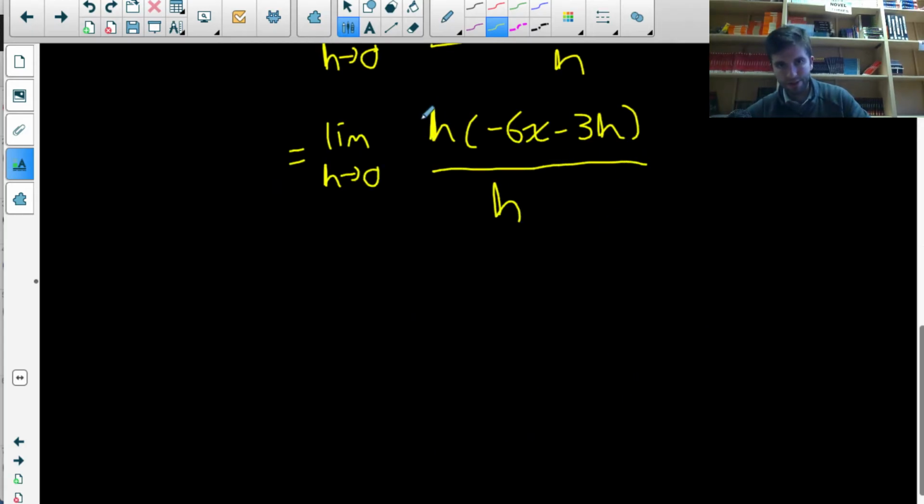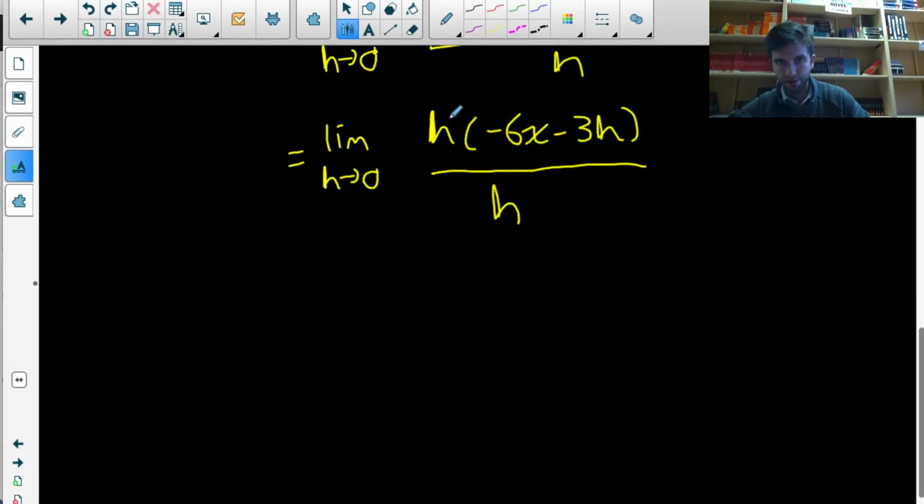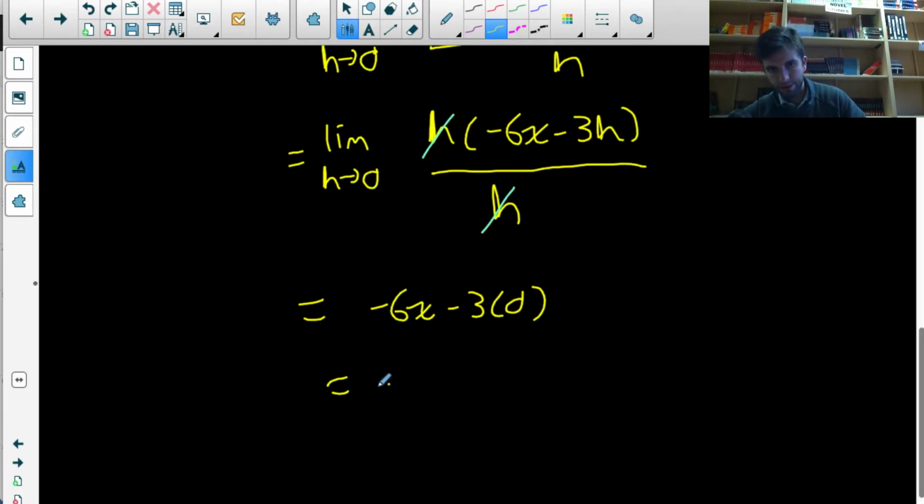If I plugged 0 into this, I would get 0 over 0, which is undefined, but we're interested in the limit as h approaches 0. So I'm able to cancel those out, right? H over h is 1. And what I'm left with is negative 6x minus 3h. And that I can actually plug 0 into and get a value for. So negative 6x minus 3 times 0 equals negative 6x.